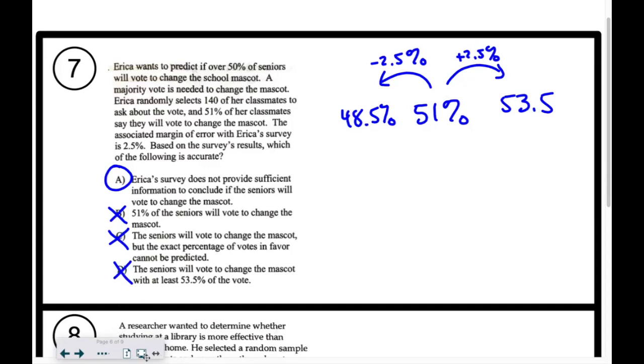Okay, so it is definitely A. So anytime you want to know if something is over like a majority, right? Over 50%, then you need your margin of error to be completely above 50%. Like your low and high end, your interval has to be completely above 50%.